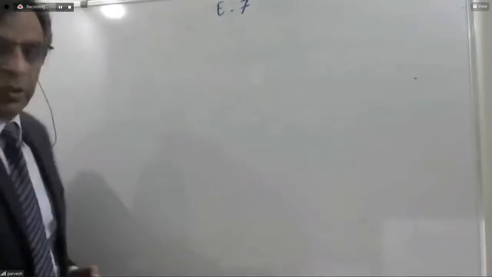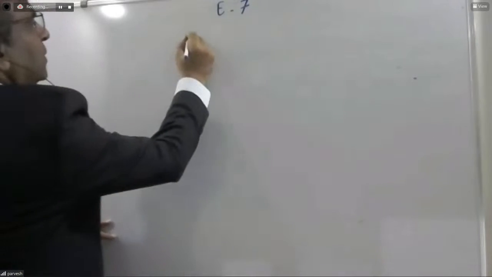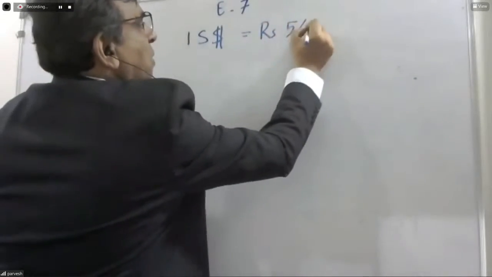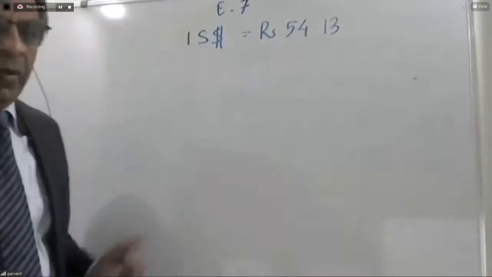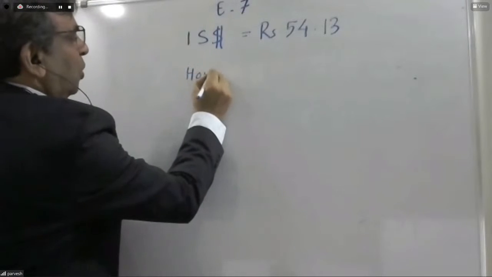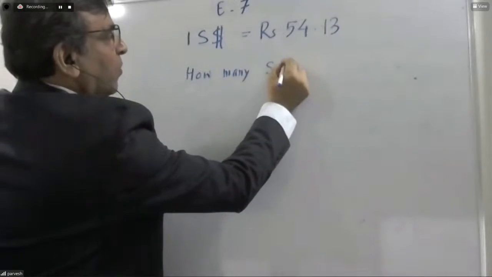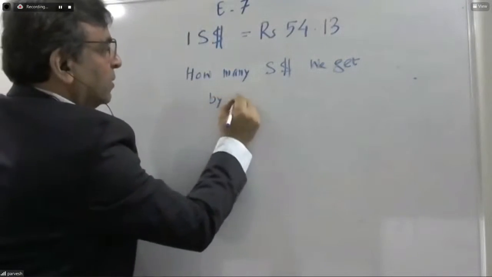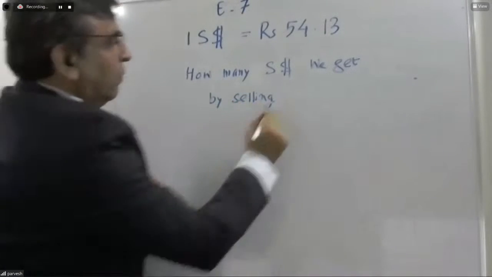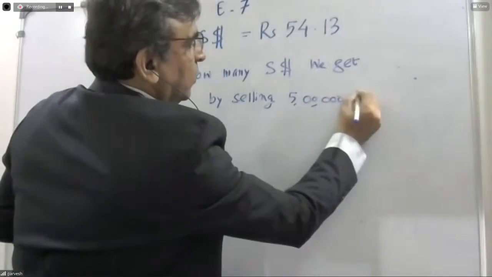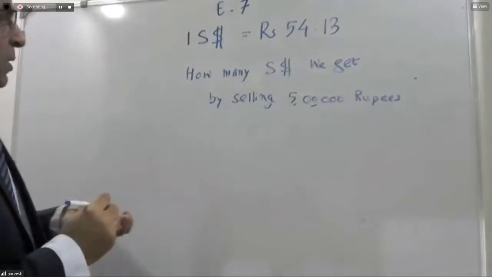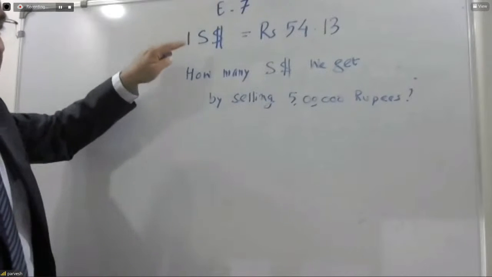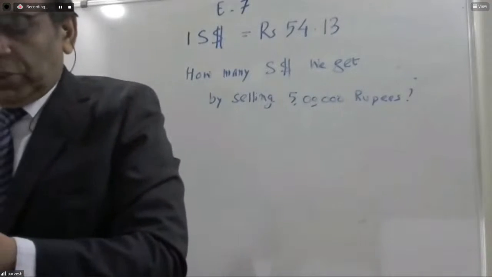Do it yourself. No, I won't do it. I'll just put the question on the board and I'll ask you to do it and then give the answer later. One Singapore dollar is equal to rupees 54.13. Find how many Singapore dollars we get by selling 5 lakh rupees. Okay, fine. So please solve it. Now look at the quote. The quote is not in order. So first you have to set the quote in order and then simply solve it. That's a cue. So please do it.